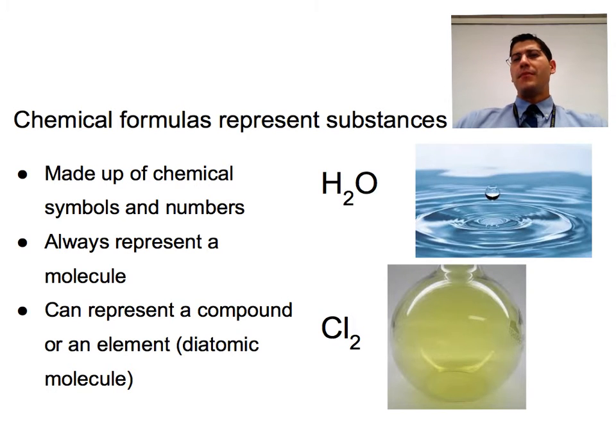So you've already probably figured out that chemical formulas represent substances. The chemical formula we're all most familiar with is H2O, the formula for water. A chemical formula has chemical symbols, the symbols on the periodic table that represent elements, as well as numbers. We'll talk about the numbers in a second, but first let's talk about the chemical symbols.